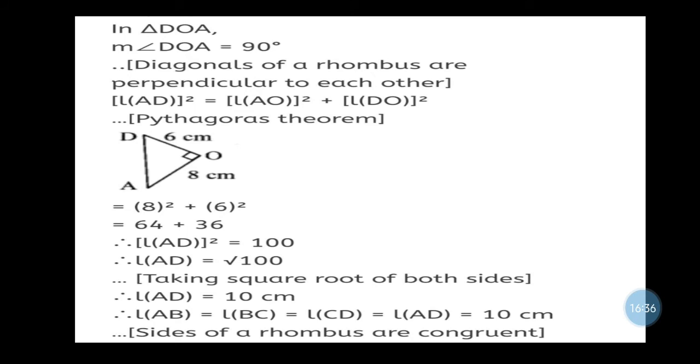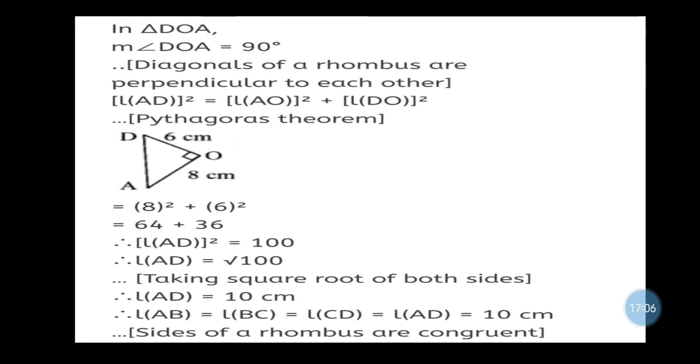In triangle DOA, measure angle DOA is equal to 90 degree because the diagonals of rhombus are perpendicular to each other. By applying Pythagoras theorem, we get length AD square is equal to length AO square plus length DO square. Substituting the values, we get 8 square plus 6 square, that is 64 plus 36. When you add it, you will get 100. Therefore, length AD square is equal to 100.